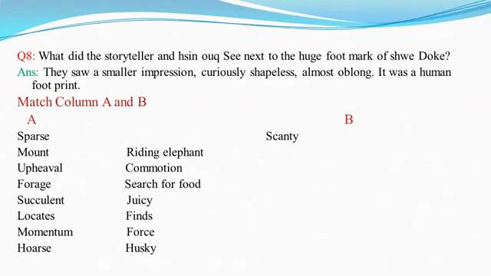Now match the column. Column A: sparse, and the answer is scanty. Number 2, mount, answer is riding elephant. Number 3, upheaval, and the answer is commotion. Then forage, and the answer is search for food. And then succulent, and the answer is juicy.